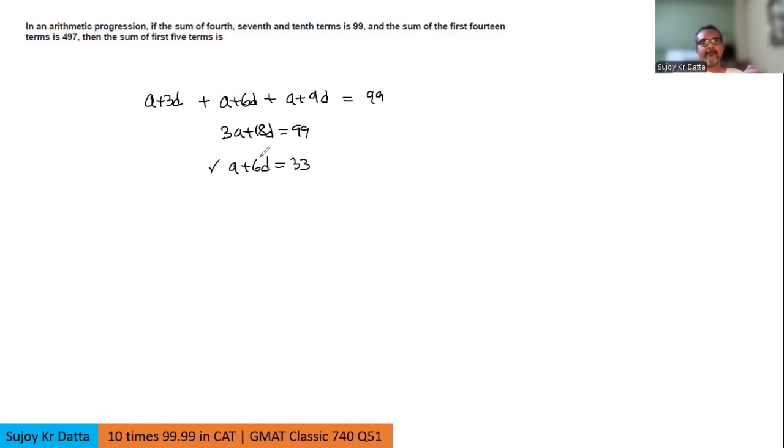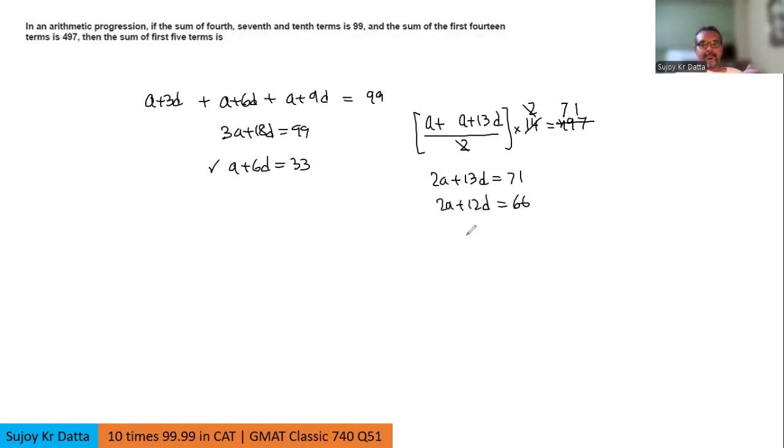Okay, that's number one. The sum of the first 14 terms. So 14 terms means first term plus the 14th term, which is a plus 13d, divided by 2, multiplied with 14. First term plus last term by 2 times 14, that is 497. Cancelling with 7, we have got another equation. 2a plus 13d is 71. So double the first: 2a plus 12d is 66. So d is 5. Plug it in, a is 3. So we have these values.